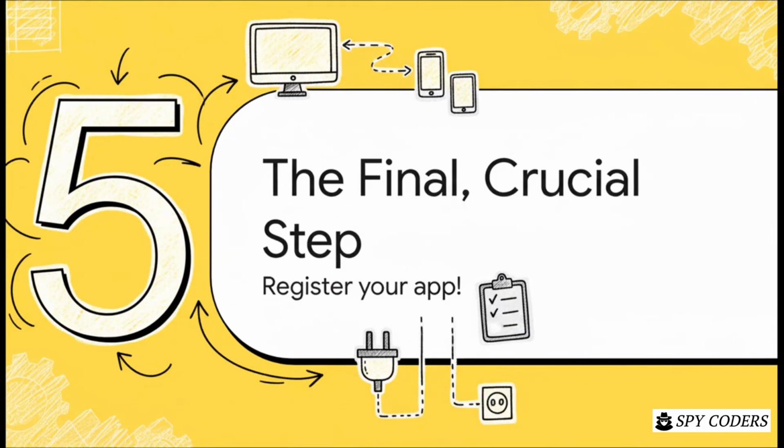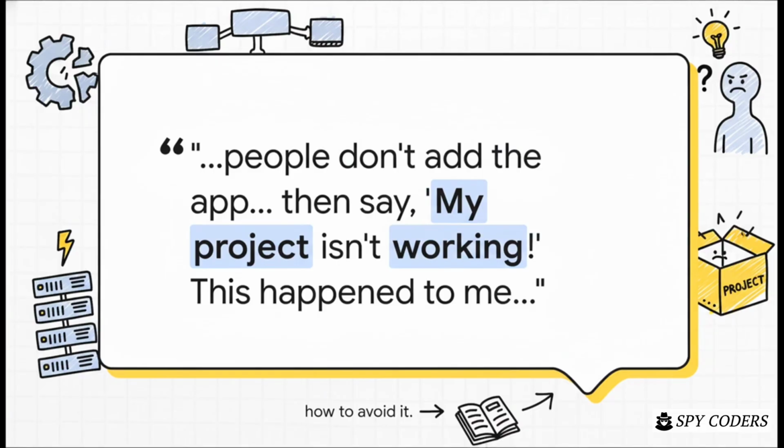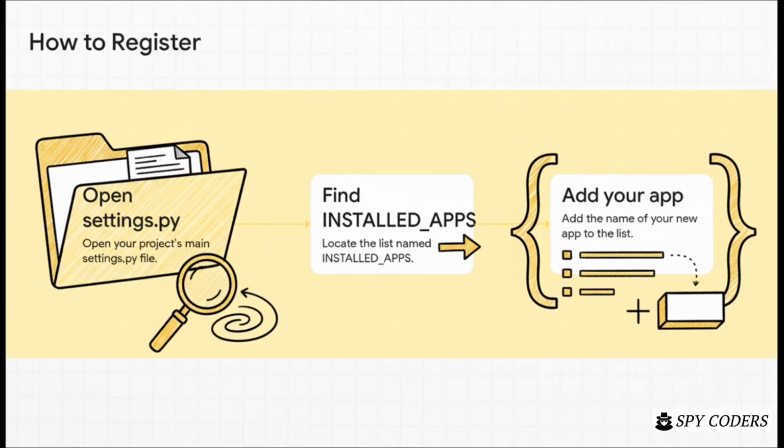Okay, you've created your app, you've written some amazing code, but hold on. There is one final, absolutely critical step that trips up so many beginners. This is the classic beginner mistake. You create the app, you write all your views and models, but you forget to tell Django that the app actually exists. So you run your server and nothing works. You're left scratching your head wondering what went wrong. Trust me, it happens to everyone at first. It definitely happened to me. So how do you avoid it? Luckily, the fix is super simple.